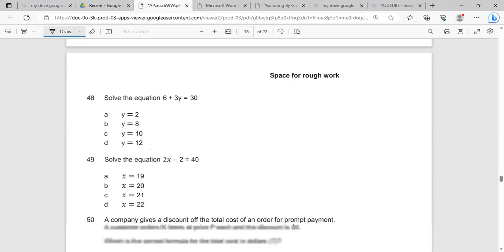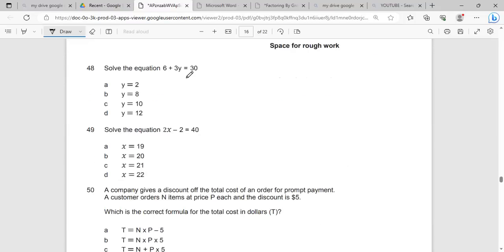All right, on to the fun part. It says solve 6y plus that. So we're gonna subtract 6 from both sides. So we have 3y is equal to 24. And then we divide by 3. Everybody forget all of them, one I deal with, guys.